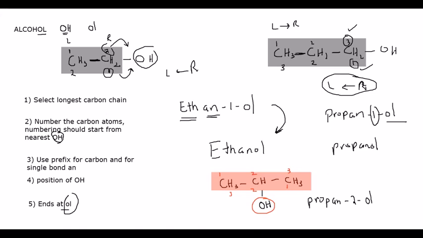For propane-2-ol, I cannot say it is propanol because there's a difference between propanol and propane-2-ol. If it is propane-1-ol, then I can say it is propanol. But if it is propane-2-ol, I cannot say it is propanol. 2 is the position where the OH is attached. Is it clear? This example?